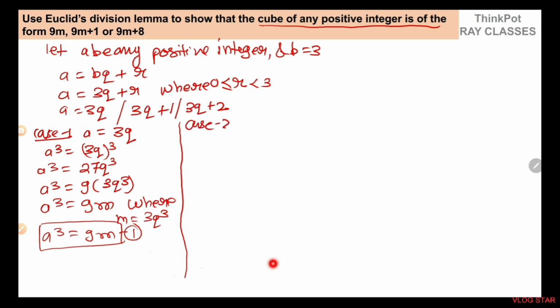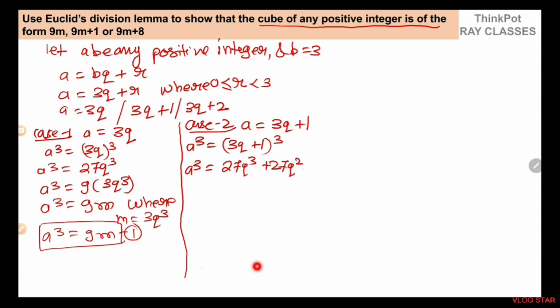Now case 2. Case 2 is when a is equal to 3q plus 1. So now we are taking another case where a is equal to 3q plus 1. Obviously you have to take the cube of this, (3q plus 1) raised to cube. Here you have to apply the formula of a plus b whole cube, that is a cube plus b cube plus 3a square b plus 3b square a. So a cube is equal to 27q cube plus 27q square plus 9q plus 1.